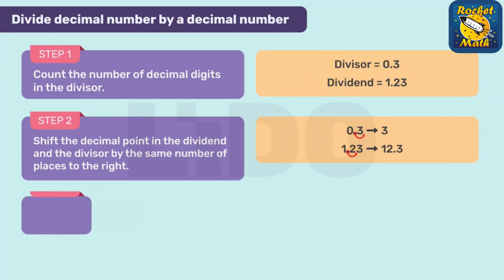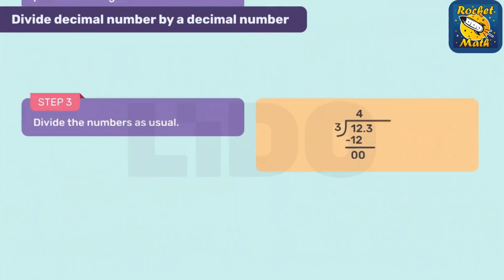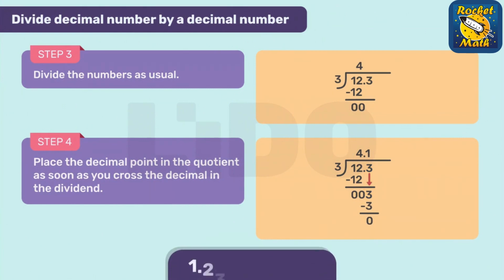Now, the third step is to divide the numbers like we did before. So, divide 12.3 by 3 and place the decimal point in the quotient as soon as you cross the decimal in the dividend. Thus, the quotient is 4.1. Therefore, 1.23 divided by 0.3 is equal to 4.1.